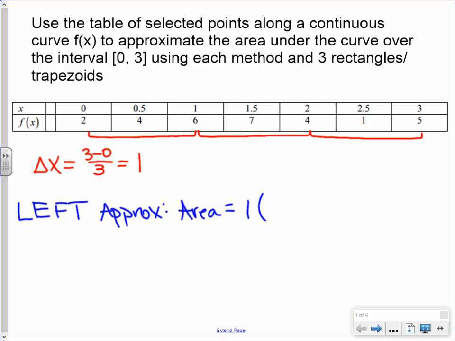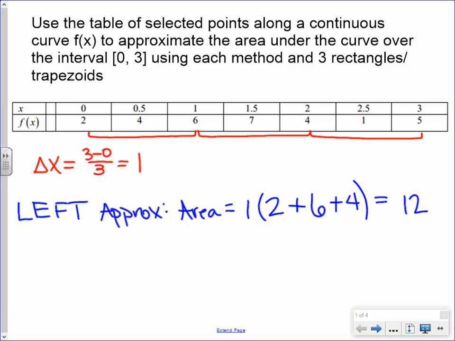If we're doing a left endpoint approximation, this rectangle that stretches from 0 to 1, what is its height? Its height is 2, okay? So we're going from the left side of the rectangle, which is at f of 0. F of 0 is 2, so the height is 2. The rectangle that stretches from 1 to 2, what is its height? 6, because that's the left function value. The rectangle that stretches from 2 to 3? 4, that's the left of our rectangle. If it was right, then it would be 6, 4, and 5.